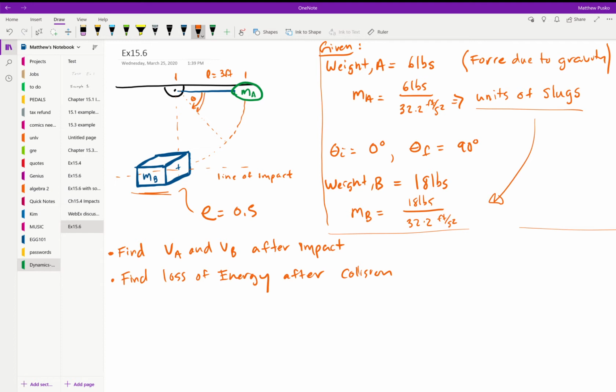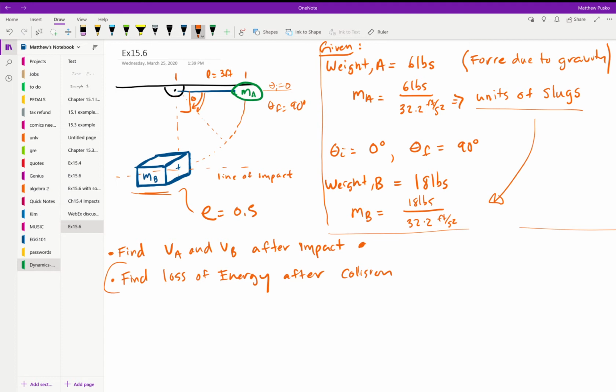So right now, we're going to call theta equal to 0. It is going to swing down to some theta final equal to 90 degrees. In other words, all the way down, right? Makes that easy. So they want to know what is the velocity of A and the velocity of B after the impact, and find the loss of energy after the collision. So we'll deal with the loss of energy after we figure out the velocities, because we will need those.